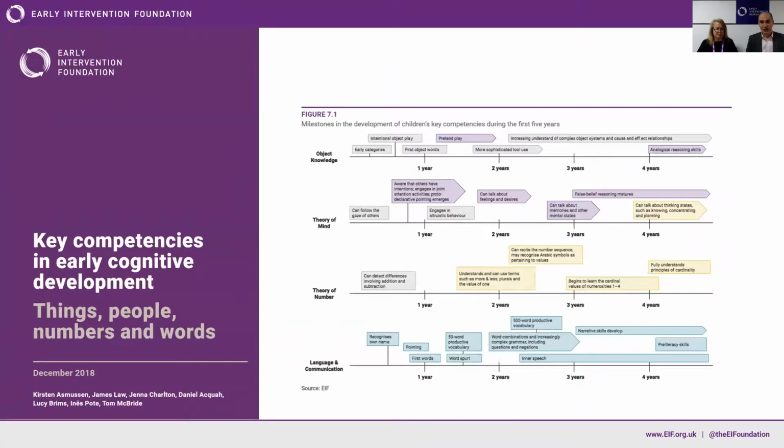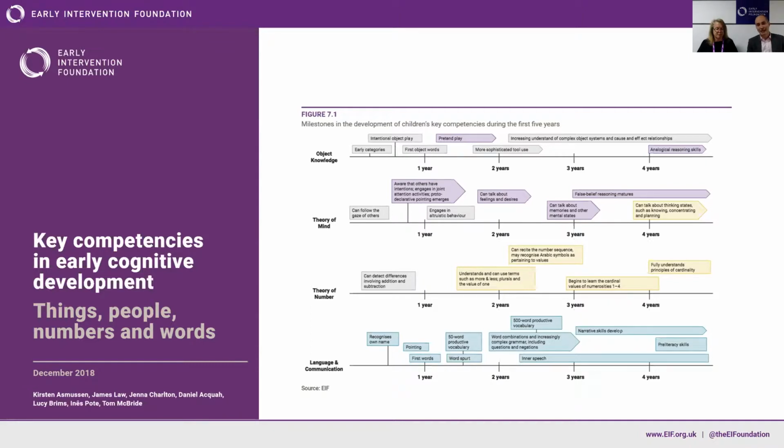The second review, an EIF review, that I would point you towards is our most recent review, which is called Key Competencies in Early Cognitive Development: Things, People, Numbers and Words. You may not be able to see the detail of this slide, but what it does is show language and communication alongside the other crucial things in early cognitive development. So in this slide, it talks about theory of number, theory of mind and object knowledge, and it tracks the developmental milestones between birth and the age of 4.